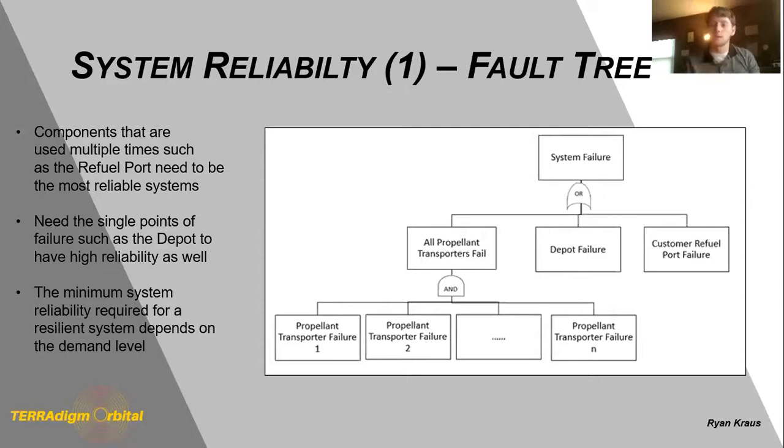We can construct the following high-level fault trees. So this is at a high enough level where this is true for both the xenon delivery configuration as well as the hydrogen delivery configuration. So what this shows us is how reliable some systems are going to need to be relative to other systems.